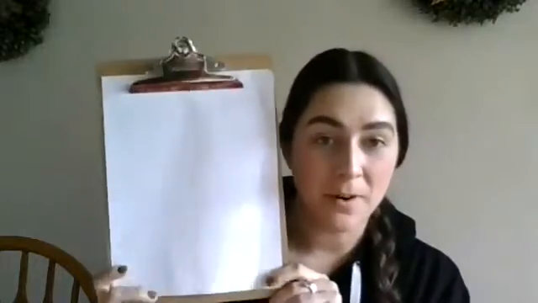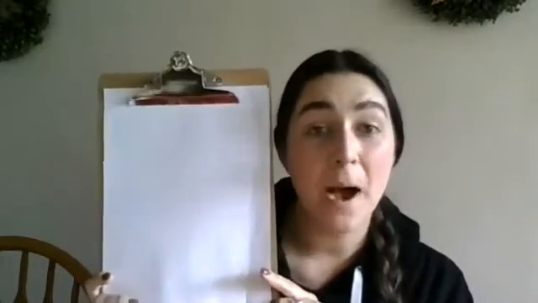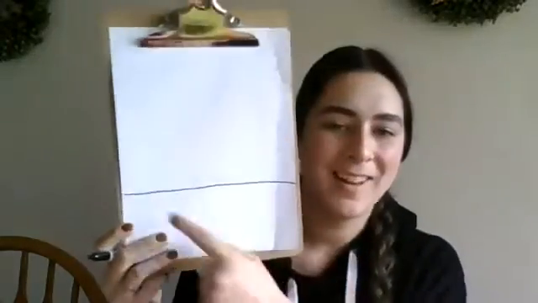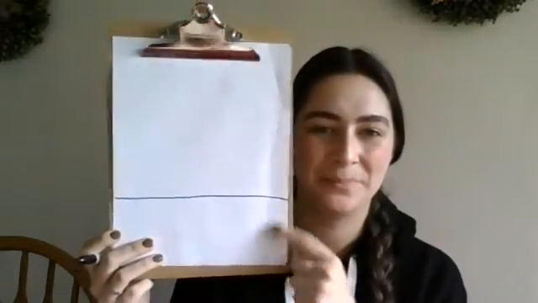To begin, I'm going to take my piece of paper and attach it to my clipboard. I'm going to squeeze here, slide my paper, and release. So now my paper is being held by my clipboard. To begin, we are first going to draw a straight horizontal line across our paper, just like this.